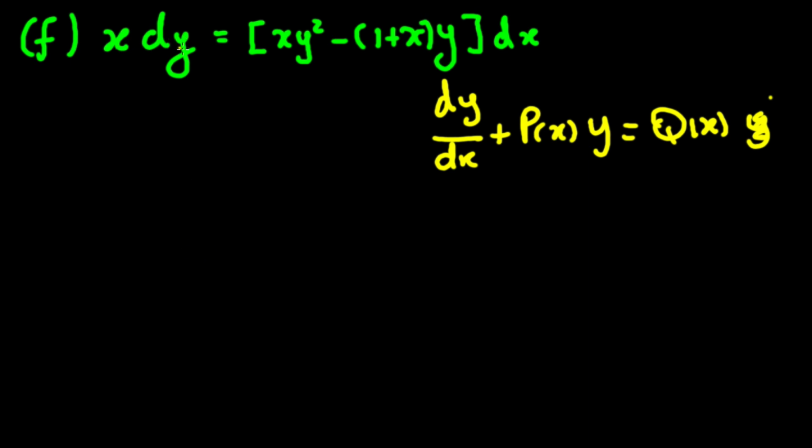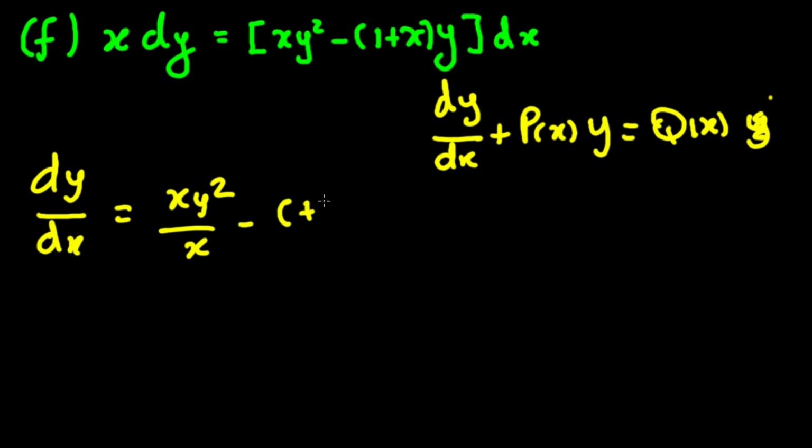Here we have x dy. So first we have to bring a dy by dx. So I move this dx to this side. So this is going to be dy by dx. And also I move this x to the other side. So this is going to be x y square divided by x minus 1 plus x y divided by x. Okay, so here we have 1 plus x whole thing multiplied by y.